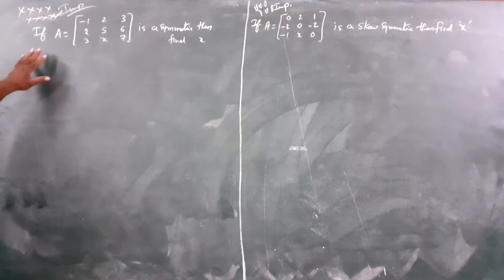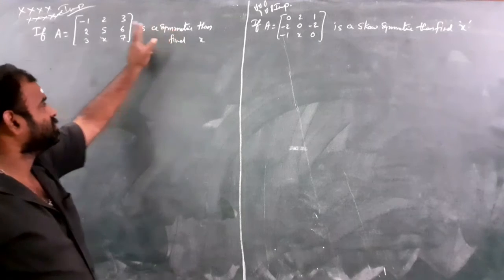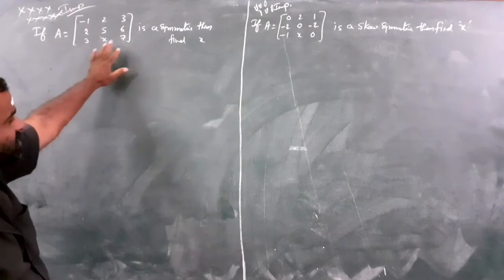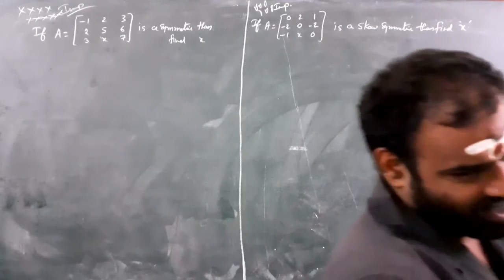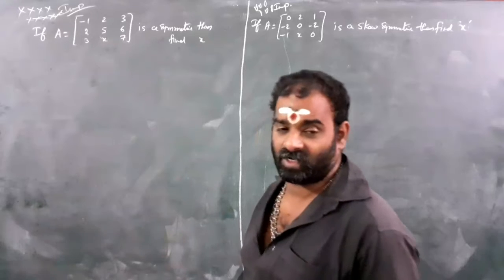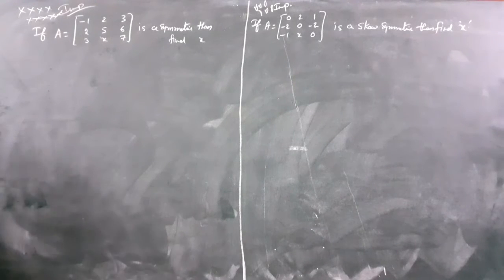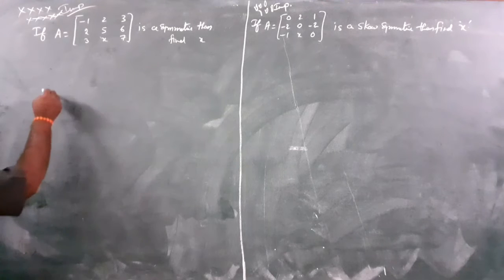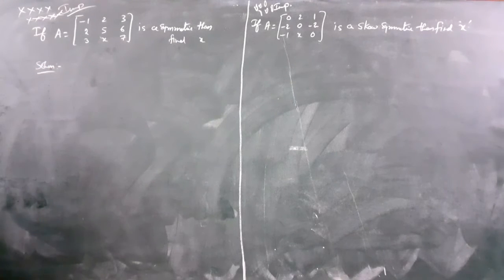So what you have to observe: A is equal to some matrix, and it is symmetric. If this matrix is symmetric, then you are going to find the value of x. అంటే ఇచ్చిన మ్యాట్రిక్స్ ఏ అనేది కనుక సిమెట్రిక్ మ్యాట్రిక్స్ అయితే x వాల్యూ కనుగొనాలి. So if it is symmetric, then we are going to find the value of x. So what is the definition of symmetric? So solution, how can we solve it?